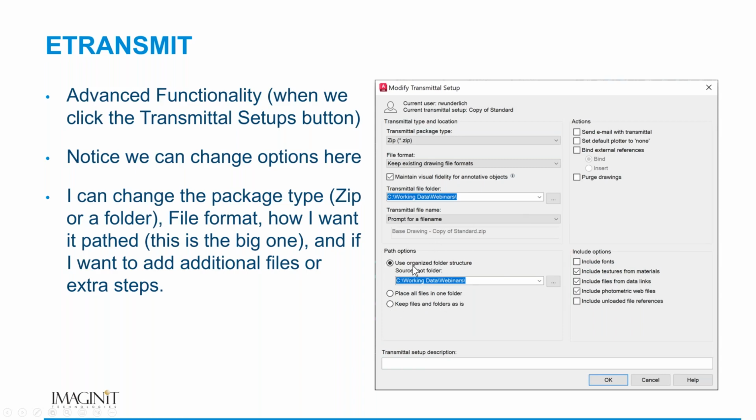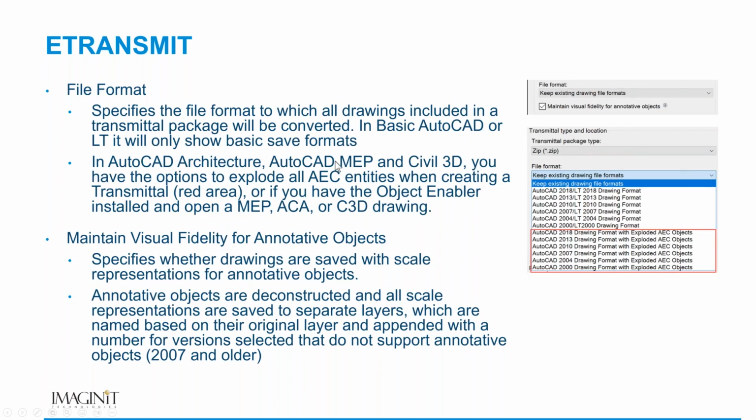And the pathing options are to use an organized folder structure, or what I like to do, place all files in one folder. So you get one zip that has everything. You cannot make a RAR, you can only make a zip. But if you have WinRAR, you can unpack the files from the zip and recreate it as a RAR. And if I want to add additional files or extra steps, we're going to talk about each one of these.